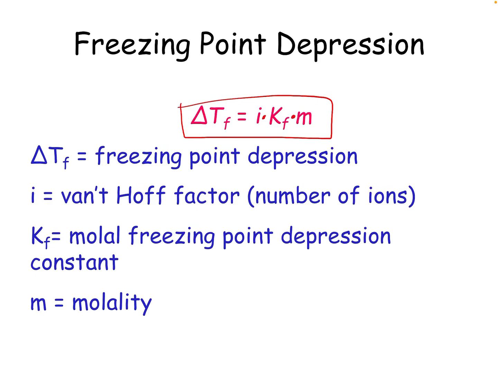So what are they? First of all, delta T sub F means the change in temperature, and the F means the freezing point. So the change in the freezing point, the depression, is going to equal i. i does not mean imaginary number. i means the Van't Hoff factor, which is the number of ions. K sub F is a constant. It is the molal freezing point depression constant.